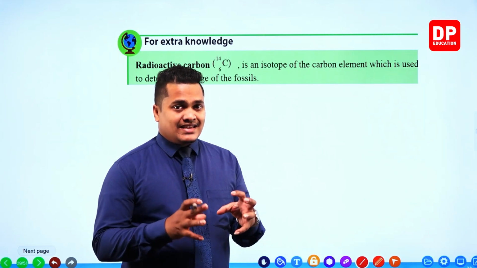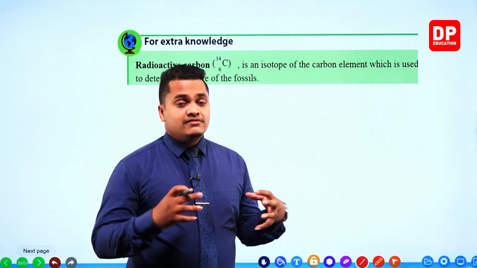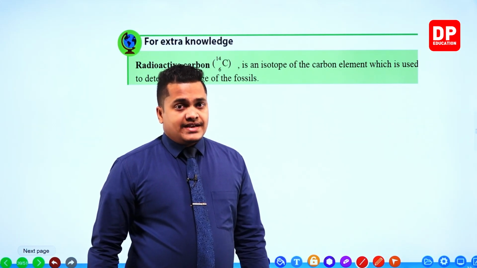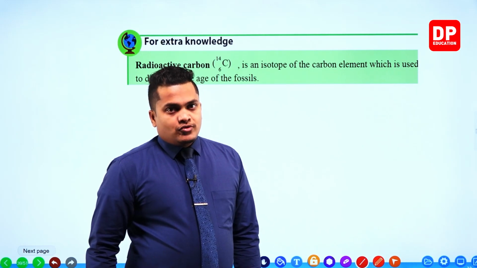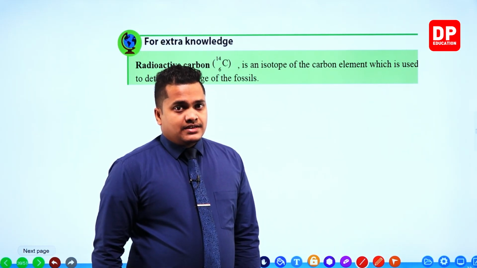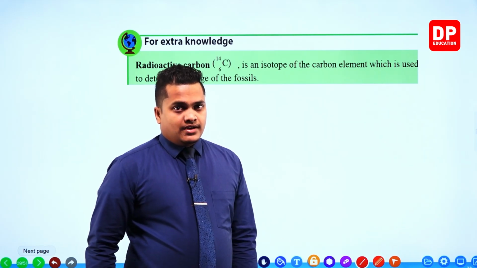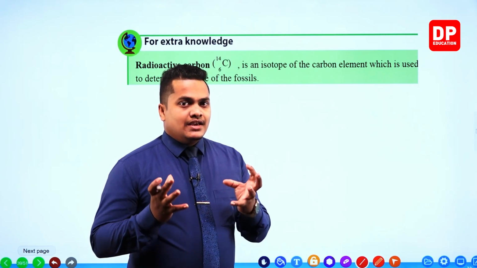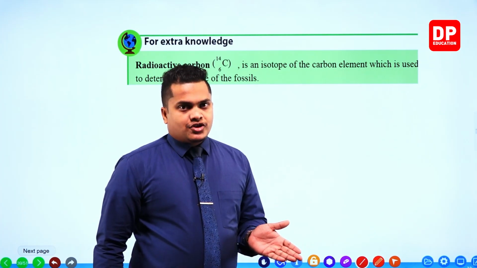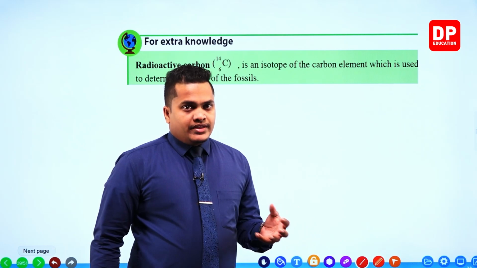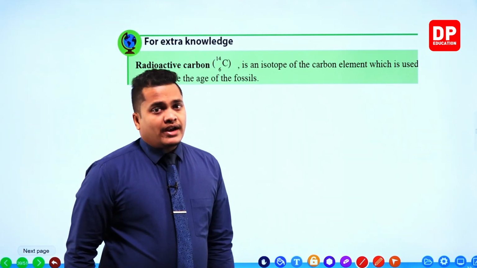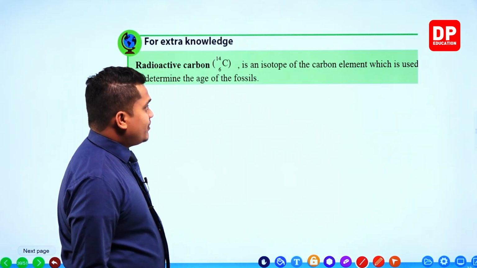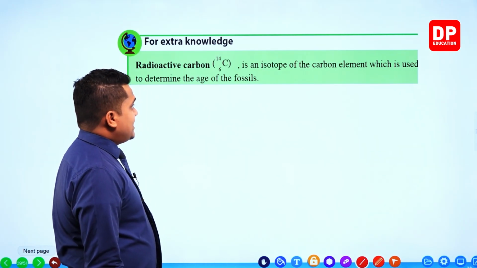Radioactive carbon means it can emit certain types of radiation. That is why it is called radioactive carbon. So radioactive carbon can be used to determine the age of a certain fossil or residue, a plant or an animal, organic matter. We can determine the time period or the age of a fossil by doing the carbon test. Here we use the radioactive carbon, carbon-14, which is an isotope of carbon used to determine the age of fossils.